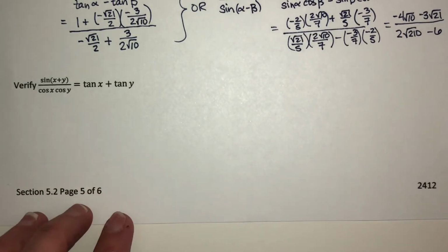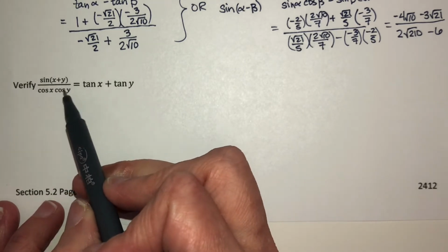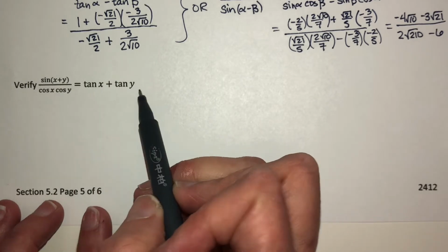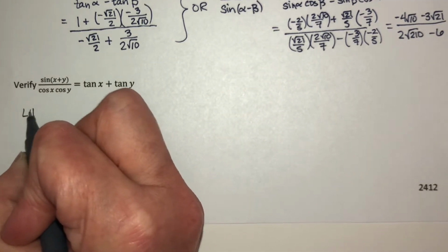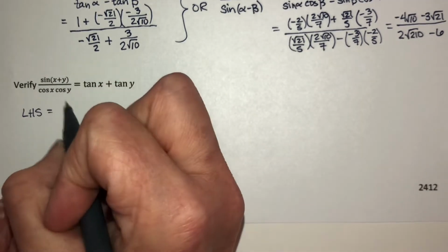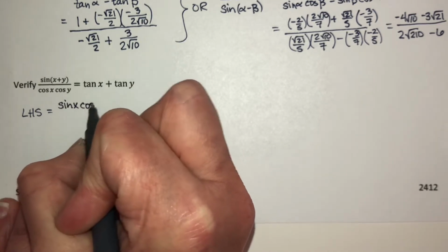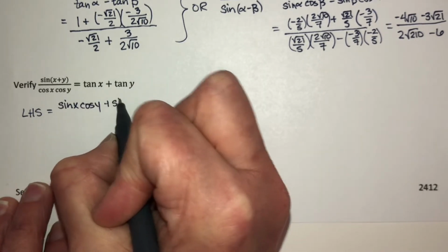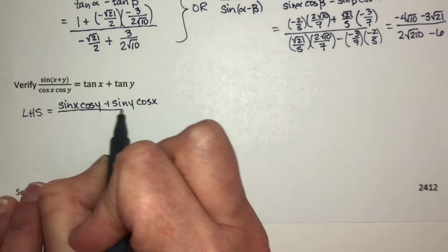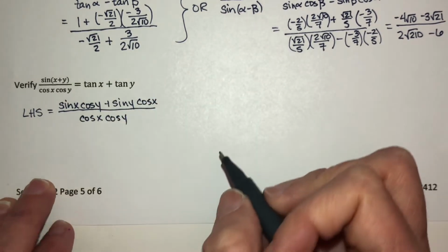This is part 6 of section 5.2. We want to verify that sine of x plus y over cosine x cosine y is the same thing as tangent of x plus tangent of y. So let's take this left-hand side and use our addition formula for sine in the top. So we have sine x cosine y plus sine y cosine x, and this is over cosine x cosine y.